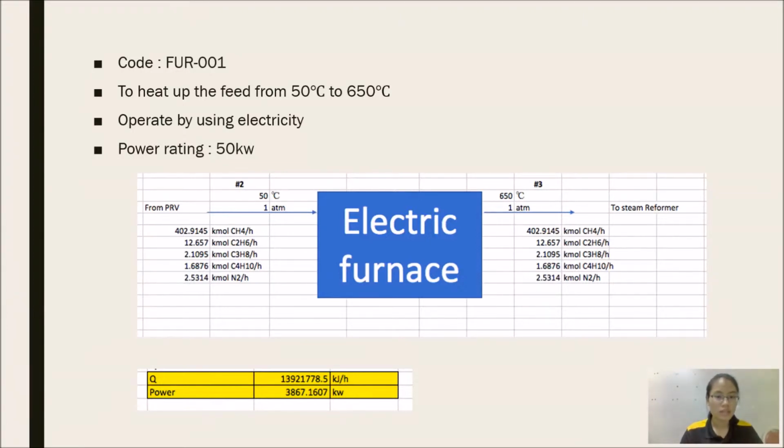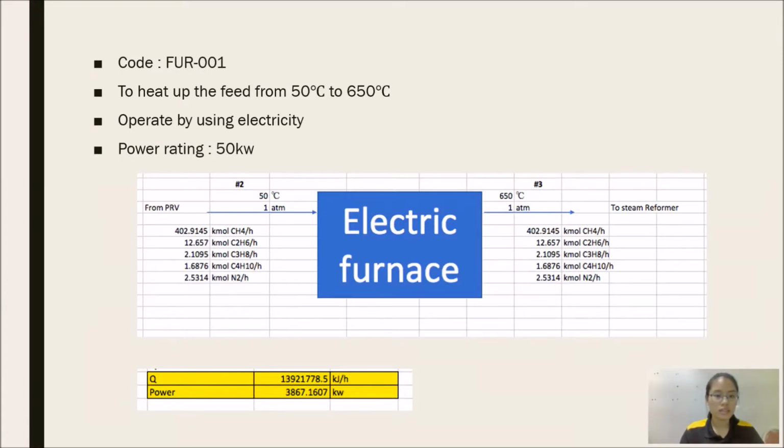And from the name, we can tell that it operates using electricity instead of fuel, because an electric furnace is more efficient and eco-friendly compared to a fuel-operated furnace. And the power rating is 50 kilowatt. And before entering the electric furnace, the stream will enter the PRV first to decrease the pressure of our natural gas from 70 atm to 1 atm.